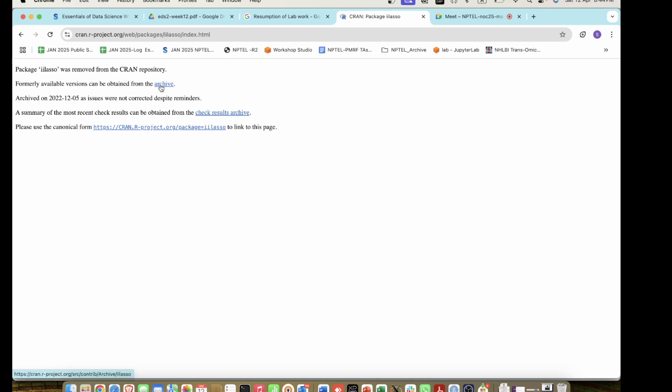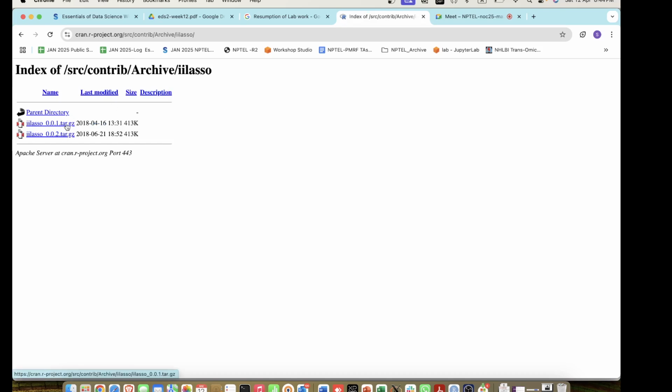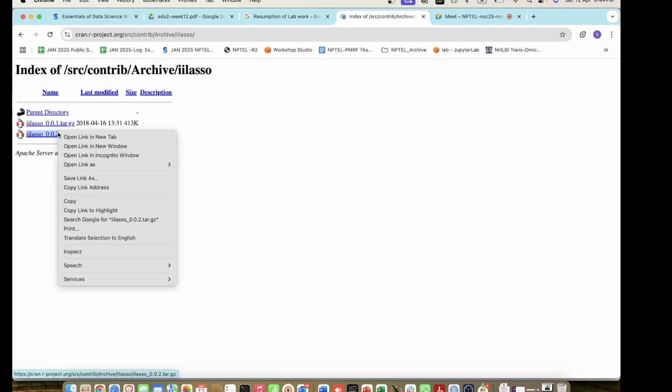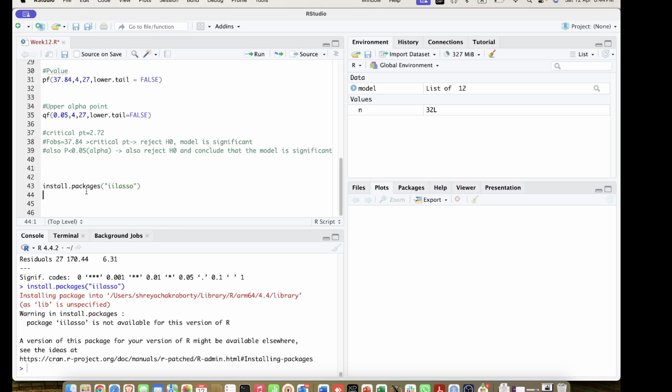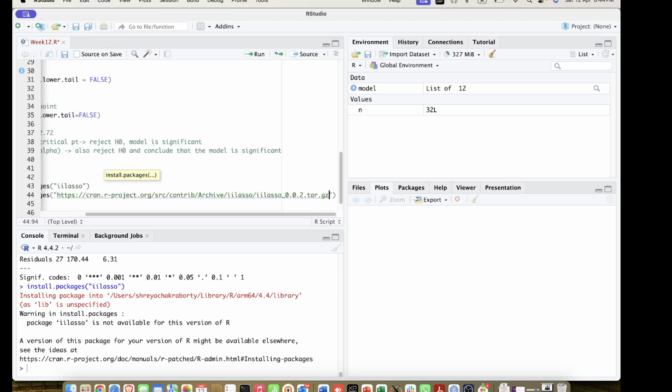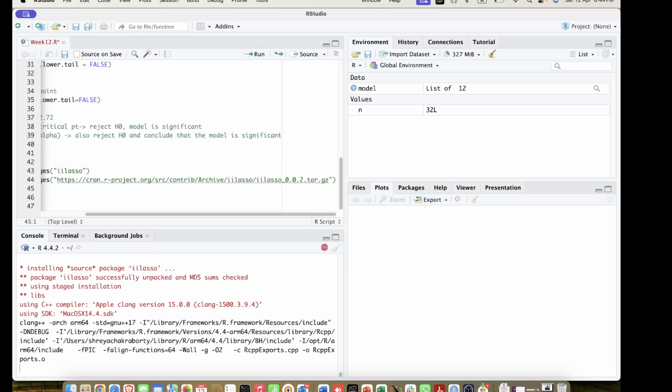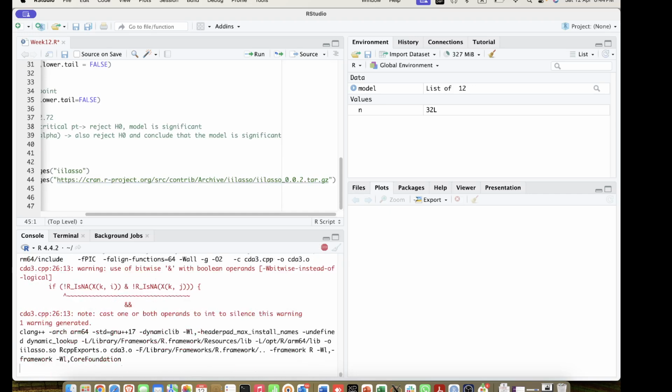So if we have some packages which are currently removed but available in the archive, then we need to go to this archive, and then we can select each of the versions. Let me say this is the latest one, 21/6/2018, and I want to install this. So I do copy link address, and then instead of the package name, I write install.packages and give this hyperlink, and then this is going to get installed.